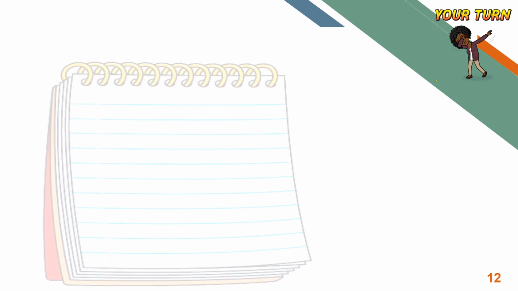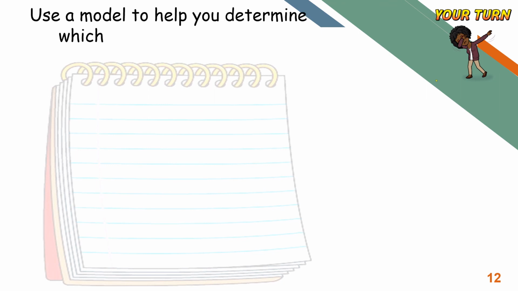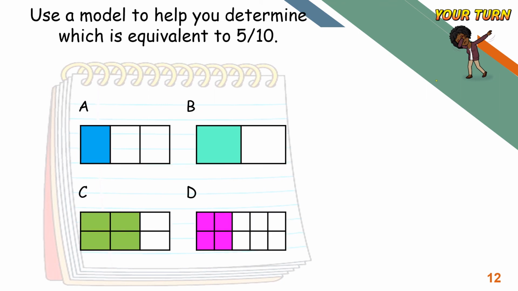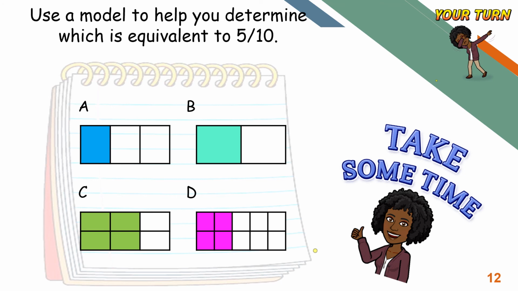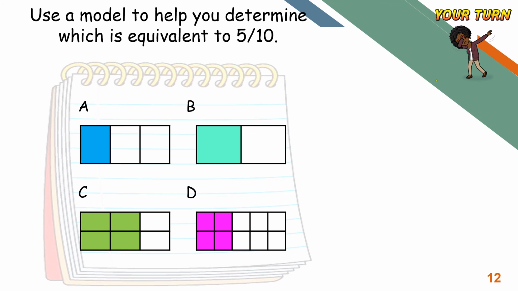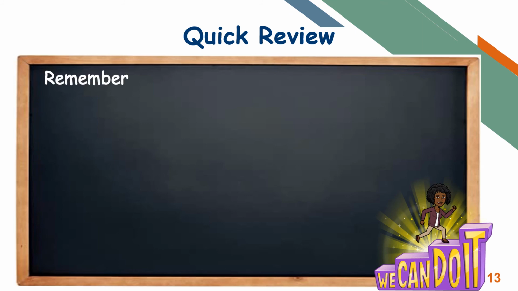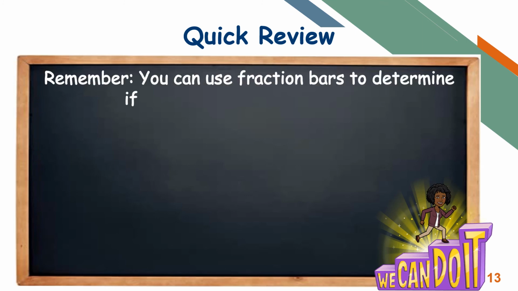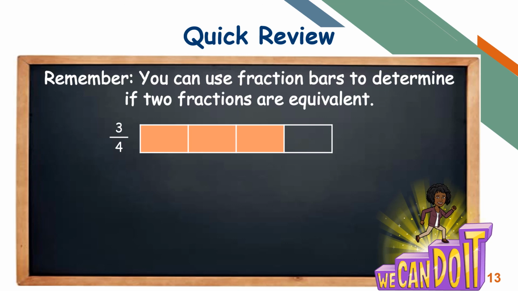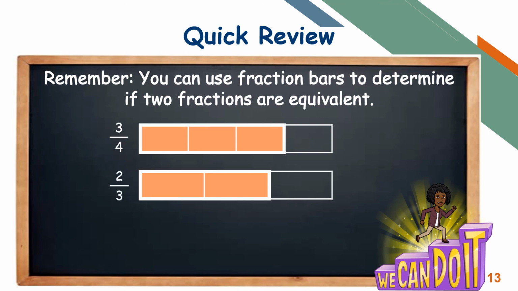Last one. Use a model to help you determine which is equivalent to 5/10. Take a few moments to draw your own models to get your answer. Did you get it? Great job. You can use fraction bars to determine if two fractions are equivalent. The models show that 3/4 takes up more space than 2/3, so they're not equivalent. 3/4 is greater than 2/3.